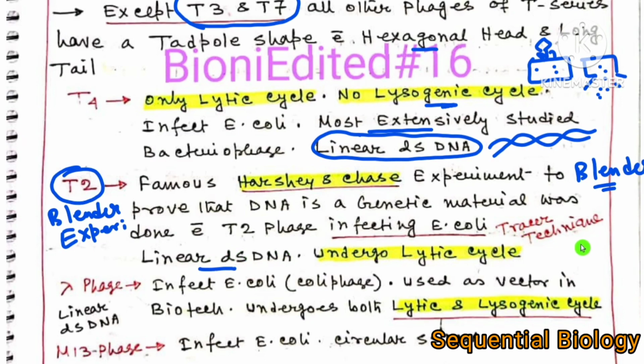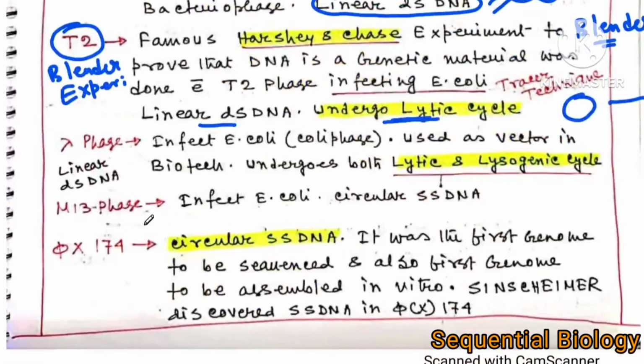DNA may be of two types. The DNA may be circular, or it may be linear. This T2 phage genetic material is linear double-stranded DNA, and it undergoes the lytic cycle. And the next bacteriophage is lambda phage. This lambda phage also infects coliphages and is used as a vector in biotechnology; its genome is used as a cloning vector and undergoes both lytic and lysogenic cycles.